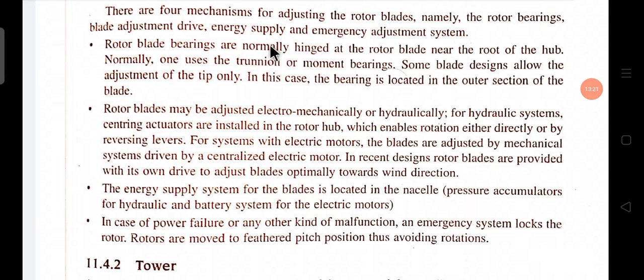Now the rotor blade bearing is normally hinged to the rotor blade near the root of the hub. Normally one uses a turbine or moment bearing. Some blade designs allow the adjustment of the tip only. In this case the bearing is located in the outer section of the blade. Similarly, the rotor blade may be adjusted electromechanically or hydraulically, by a hydraulic system.